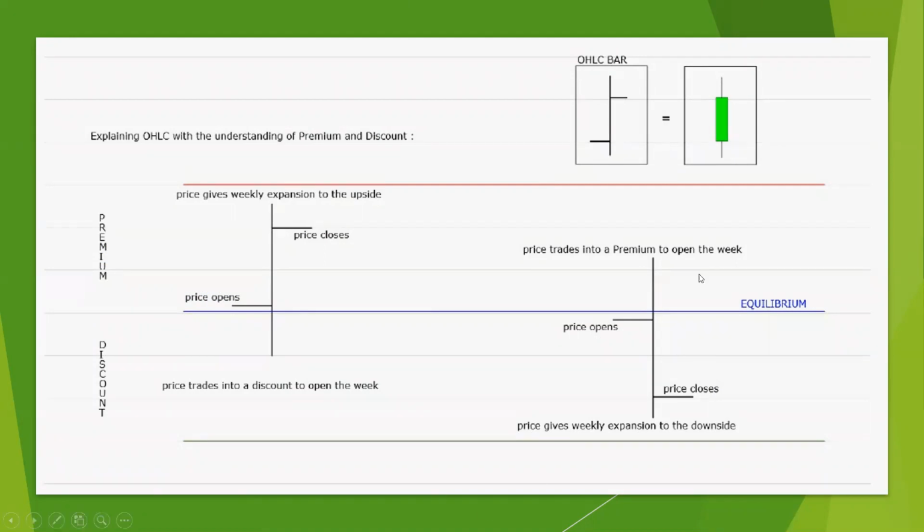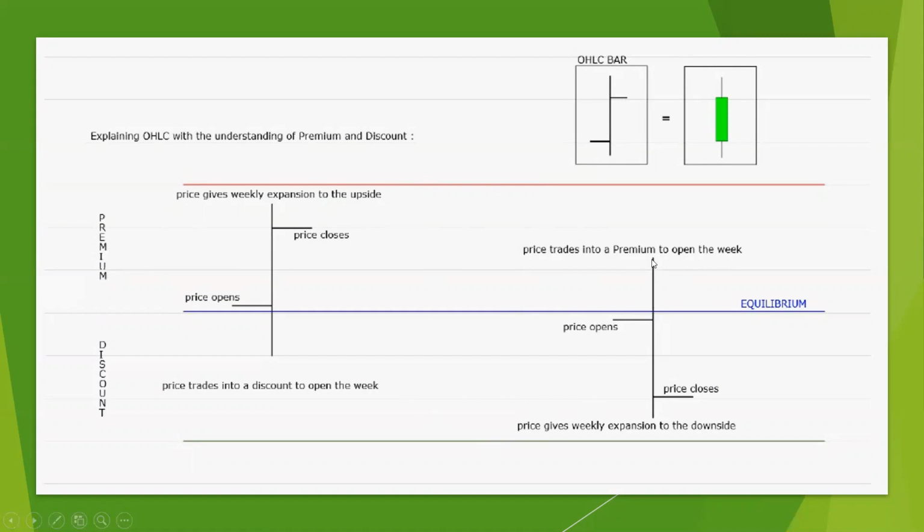So in this example to the right, we have the opposite. The first one was a bullish example for a bullish week. This second one is going to be a bearish example. So we're looking at how price opens up and trades up into a premium. And if this is our range here, say there's an order block here, between this line and this line, right where it says price trades into a premium to open the week.